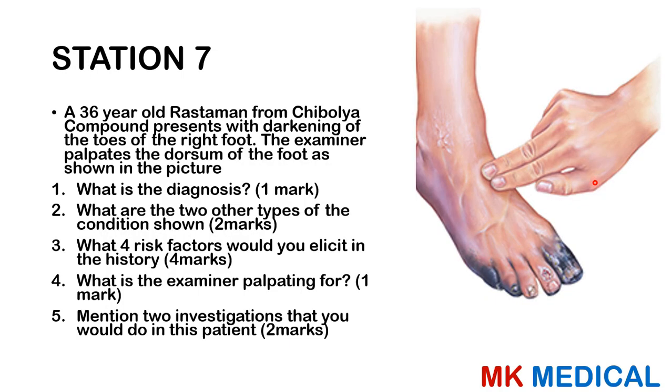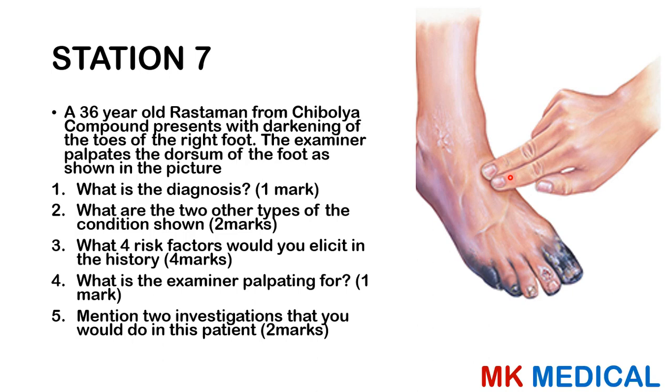In station 7, a 36-year-old Rastaman from Chivolia compound presents with darkening of the toes of the right foot. The examiner palpates the dorsum of the foot as shown in the picture. What is the diagnosis? What are the 2 other types of the condition? What 4 risk factors would you elicit in the history? What is the examiner palpating for? Mention 2 investigations that you would do in this patient. So you may pause the video.